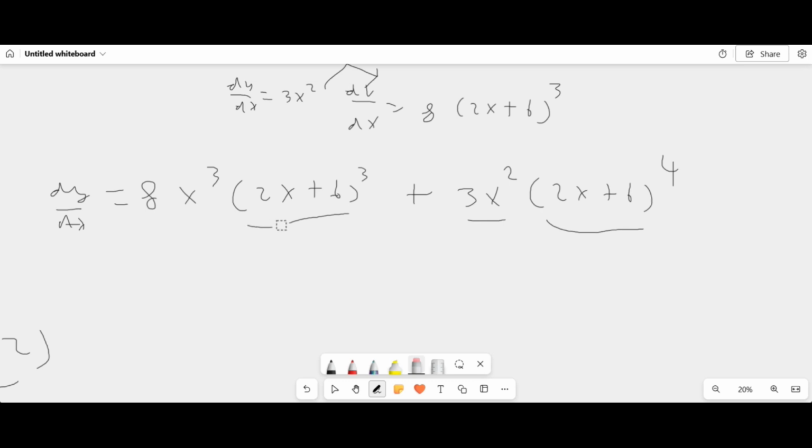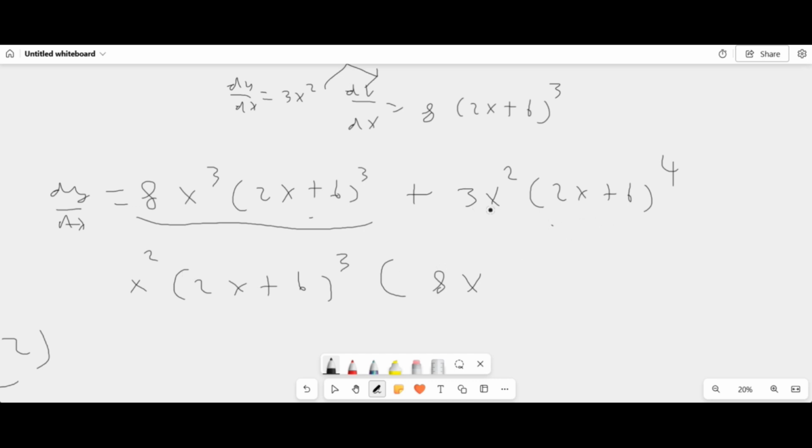So I'm going to take out x squared and I'm going to take out 2x plus 6 to the power of 3. So you take out x squared here, and 2x plus 6 to the power of 3 here. So take that out of this whole thing. This whole thing divided by this is going to just get you 8x here, because that's 2x plus 6 to the power of 3 divided by 2x plus 6 to the power of 3. And 8x cubed divided by x squared is going to be 8x here.